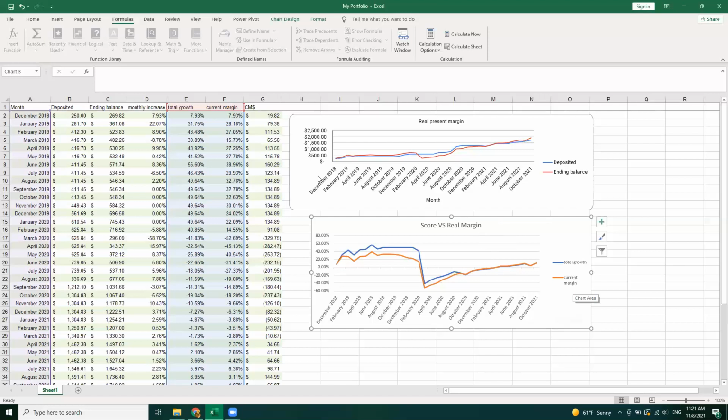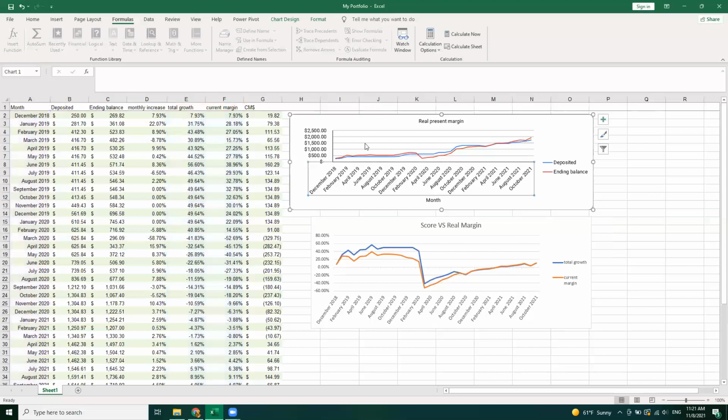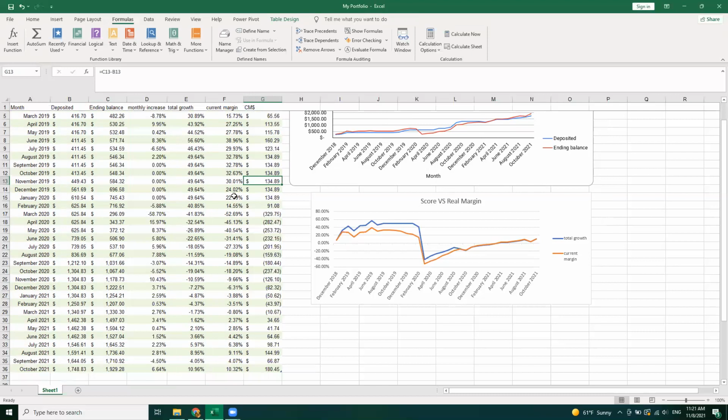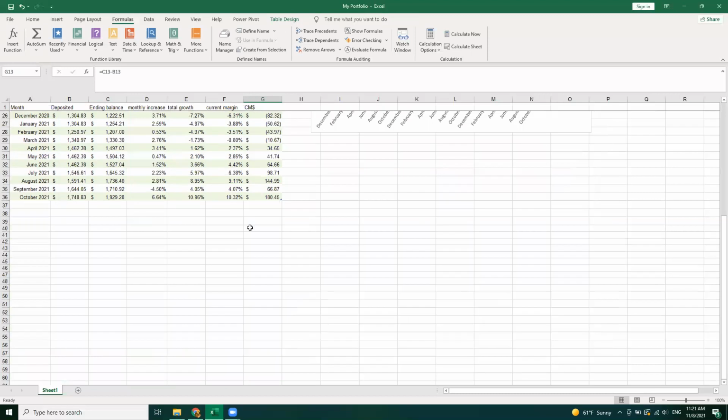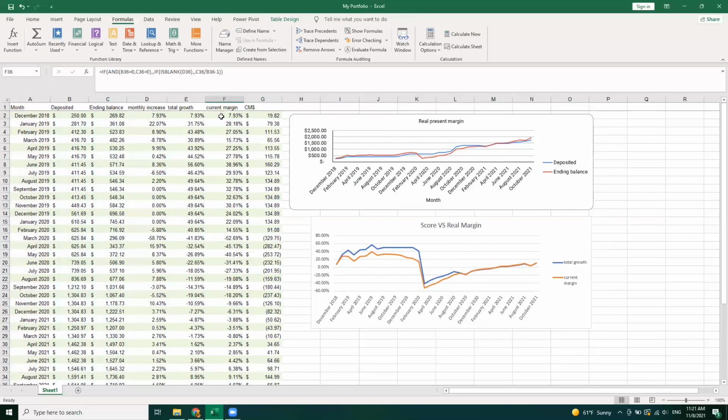And this chart is simpler, which this one is measuring deposit versus your ending balance, which basically shows you the difference between the blue and the red line is your current margin dollars. Okay, and that's the whole thing. So those are those two fancy formulas. I didn't actually show you my current margin formula. So let's see what it does.